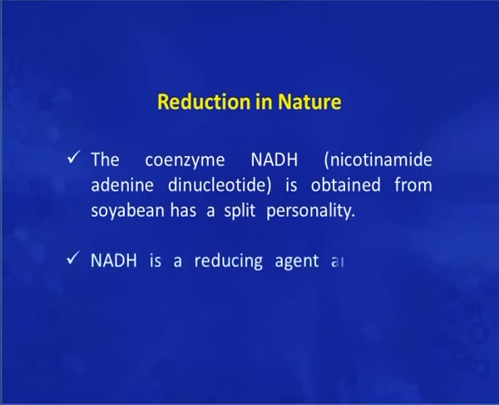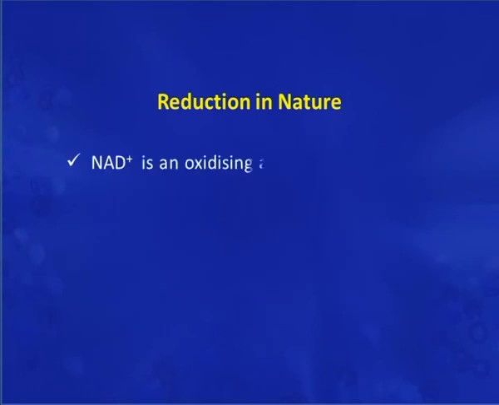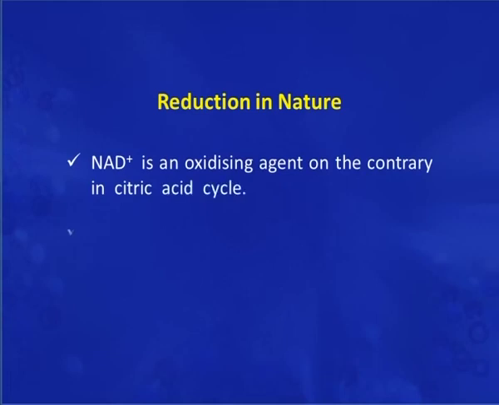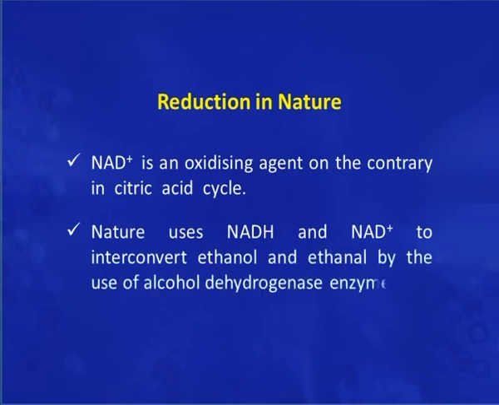NADH is a reducing agent and acts as an electron donor in various metabolic processes. NAD plus is an oxidizing agent, on the contrary, in the citric acid cycle. Nature uses NADH and NAD plus to interconvert ethanol and ethanal by the use of the alcohol dehydrogenase enzyme.